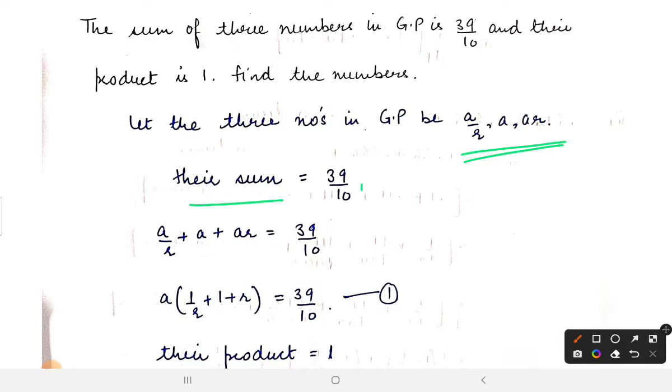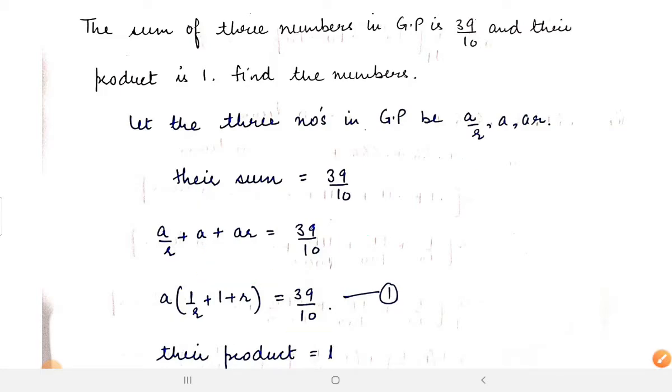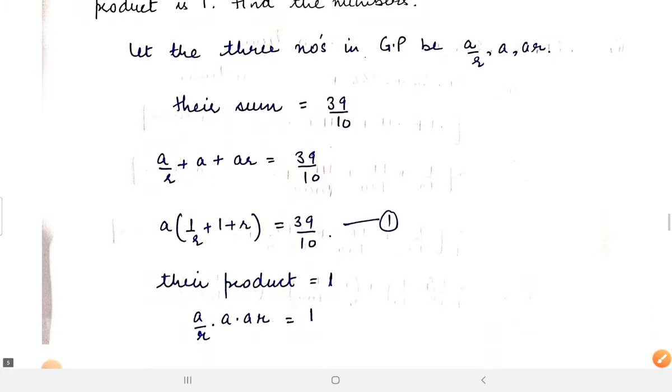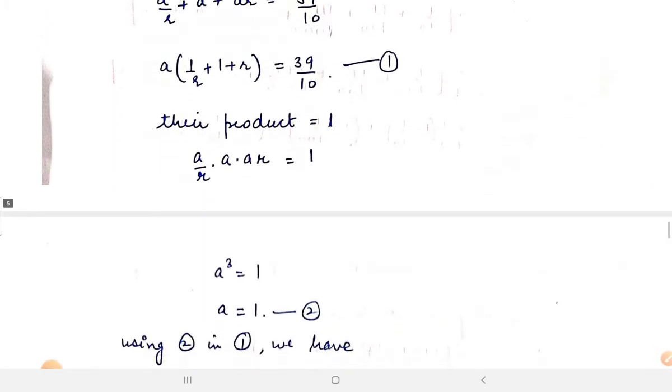Their sum is 39 by 10. So it is a upon r plus a plus ar is equal to 39 by 10. Take a common. So it is a into 1 by r plus 1 plus r is equal to 39 by 10. We also have product as 1. So we have their product as 1 equal to a cube, r cancels with r. So a cube is 1. So a is 1. Clear?